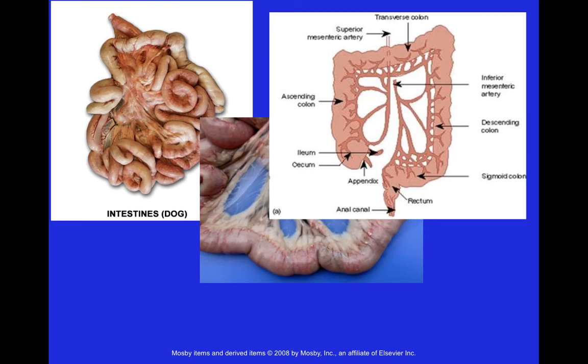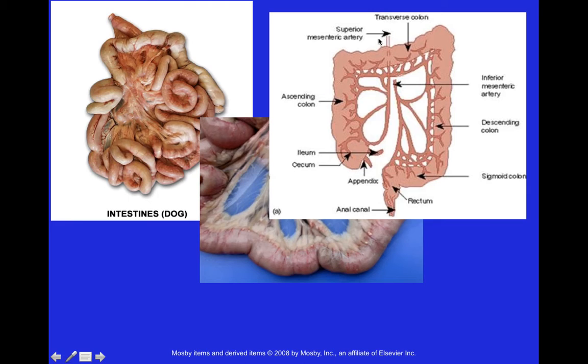The omentum, which I don't have a picture of, is specific to the stomach, and it attaches the stomach to the abdominal wall. So the omentum is a large sheet of fat that sits fairly ventrally in the abdomen, and it covers the stomach and the upper abdominal organs.